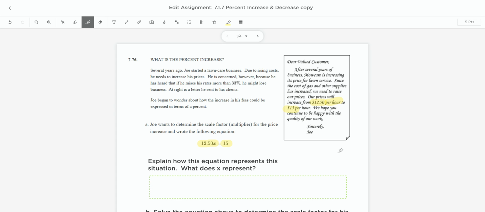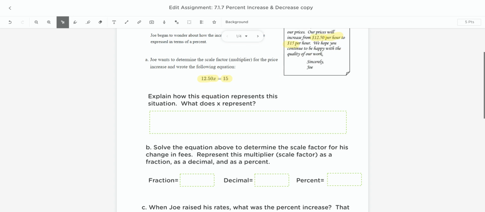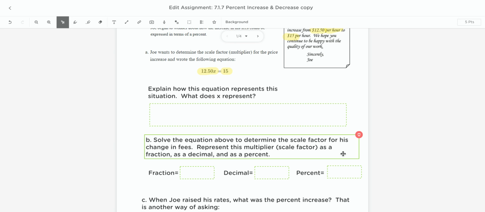When we go down and look at the second part, it then says solve the equation above to determine the scale factor for his change in fees. Represent this multiplier or the scale factor as a fraction, a decimal, and a percent. So keep in mind when we talk about scale factor, we're looking at what does 12.5 multiply by in order to get to 15? What does 12.5 multiply by to get to 15?